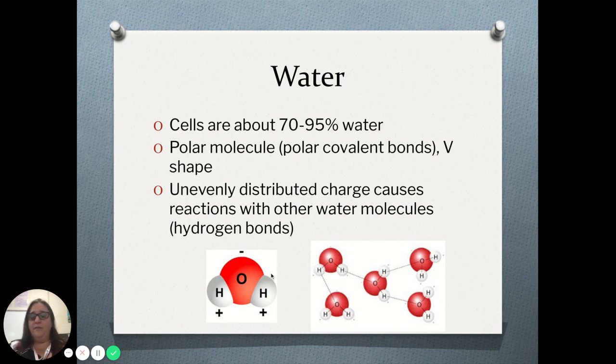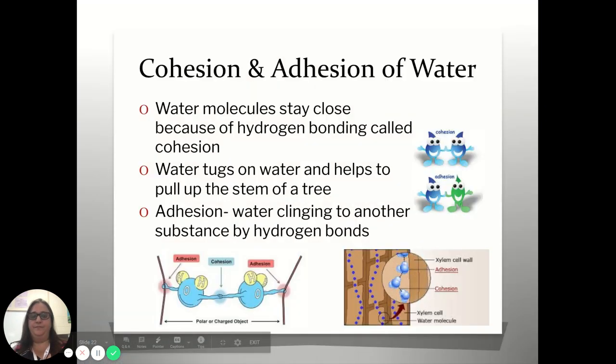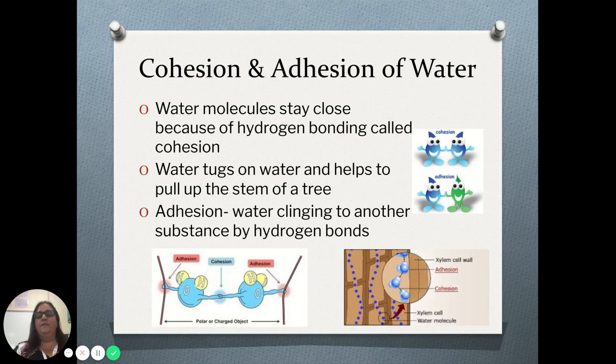And on top of that, that's going to cause water molecules to be attracted to each other, so we can see in this image. The slightly negative part of the oxygen is going to be attracted to the slightly positive part of the hydrogen. So two of the special properties of water are cohesion and adhesion.